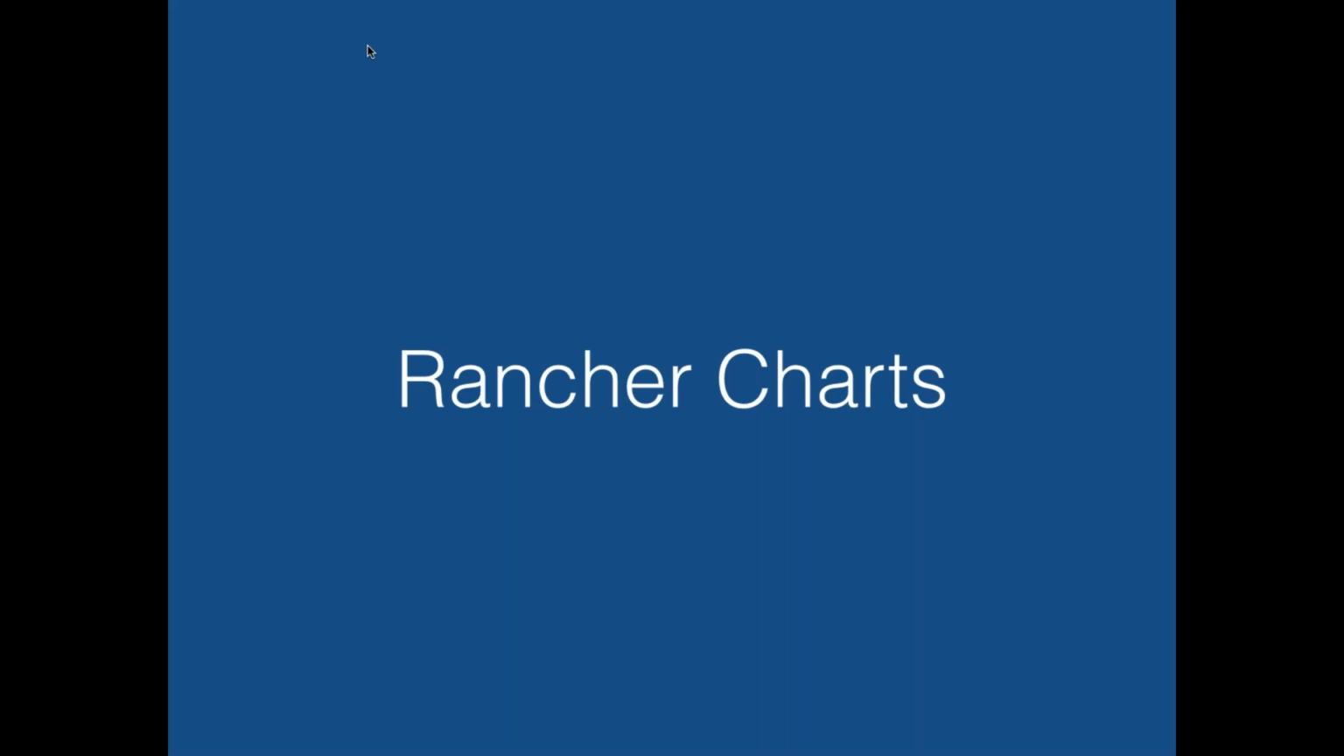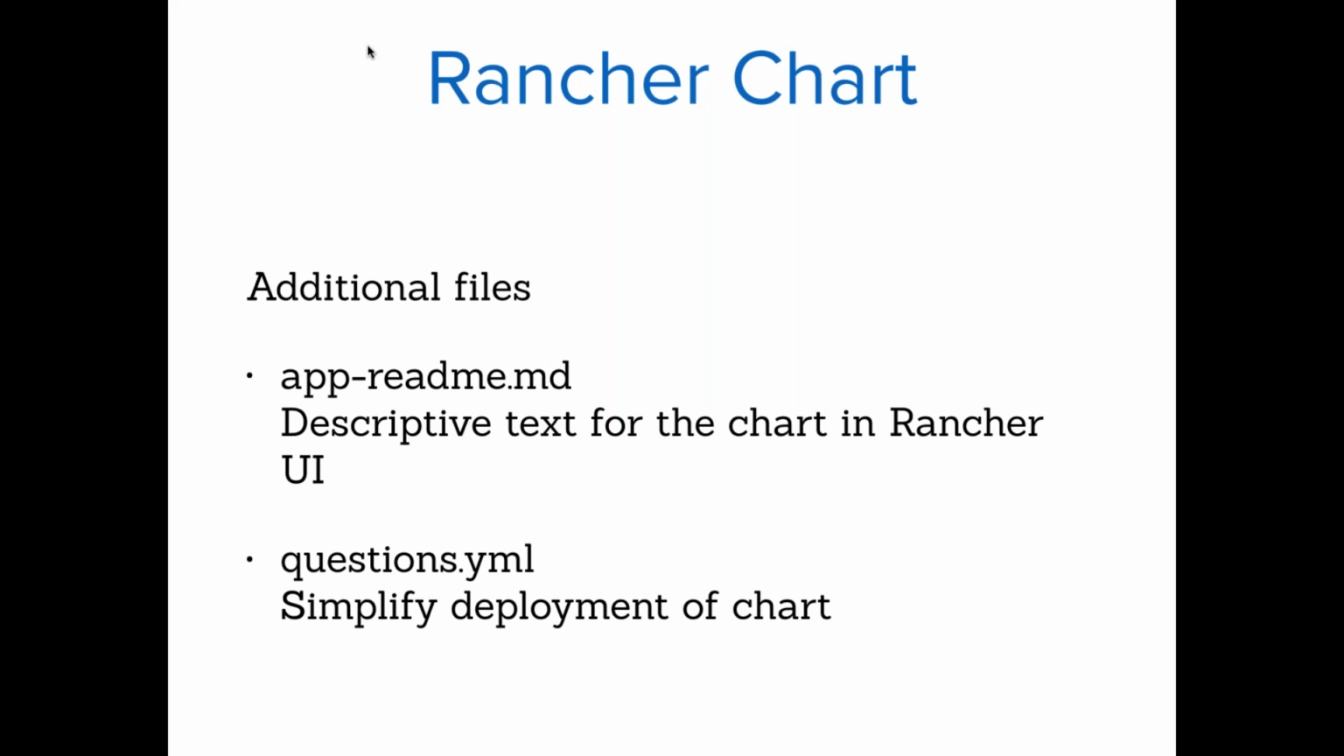On the very first slide, I had said that the Rancher catalog can contain Helm charts and Rancher charts. So we saw what a Helm chart is. It is a packaged Helm app. Let's take a look at what a Rancher chart is. A Rancher chart is very much like a Helm chart, but with two additional files. The first one is app-readme.md. It just displays some extra information about your app. It's basically a descriptive text for the chart in the Rancher UI.